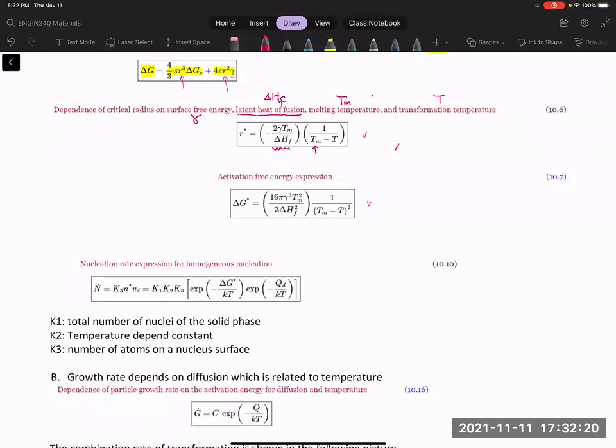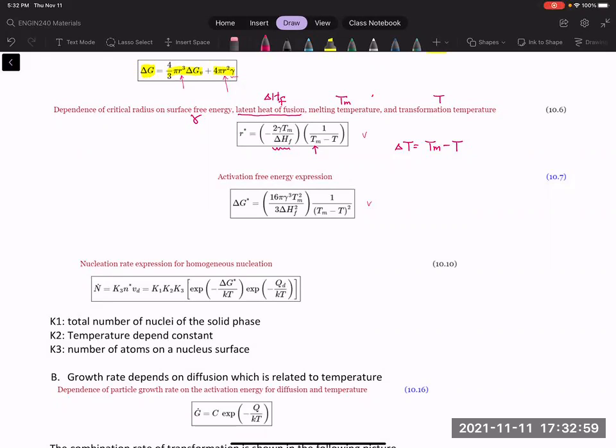The change of the temperature, delta T, is equal to the melting temperature minus the transformation temperature, and that is the denominator in this equation here. In the same way, you can use all these symbols in the free energy expression, the change of the free energy, to find that. Those are the things used to find the energy and the radius of the grain.